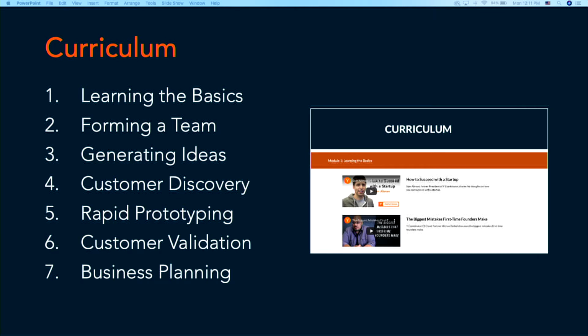Number 3, generating ideas. So it's tough to find startup ideas. Arguably, the most important part of working on a startup is actually that first phase of coming up with the right idea. And doing that well makes the whole rest of the process a lot smoother.